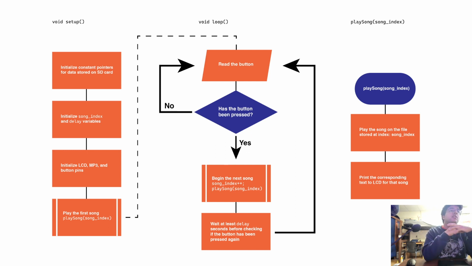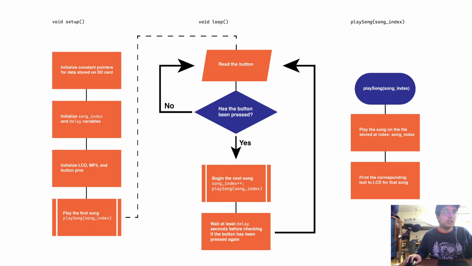So the song index is just how we're keeping track of what song is going to be played, and the delay variable is just how long we're going to wait before the button has been pressed, but you'll see that later. And then we're initializing the LCD screen and the MP3 player and the button pins. And that's all just part of void setup. And then before we go into the void loop, we're just playing the first song.